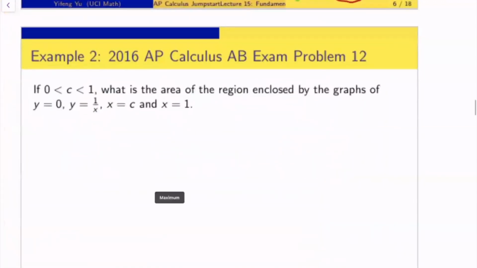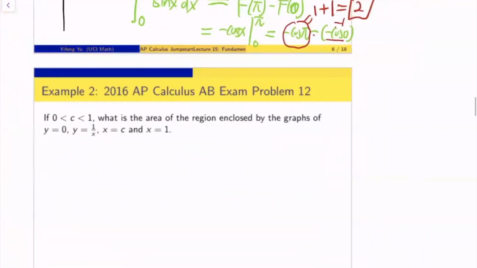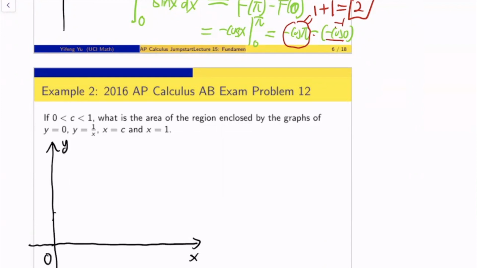Next, let's look at a past problem from the AP Calculus exam. Again, we want to find the area. This is the x-axis, this is the y-axis, and this is 0. We want to find the area of the region enclosed by the graph of y equals 0, which is just the x-axis.